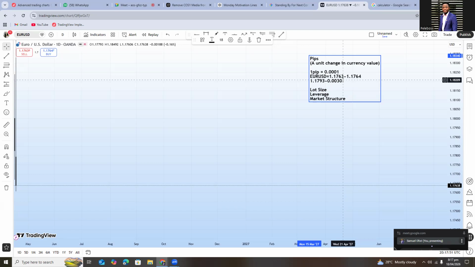You get it? So it's important we understand some of these things. All right. So how does this translate into money? How does this translate into money? That takes us to the topic lot size.